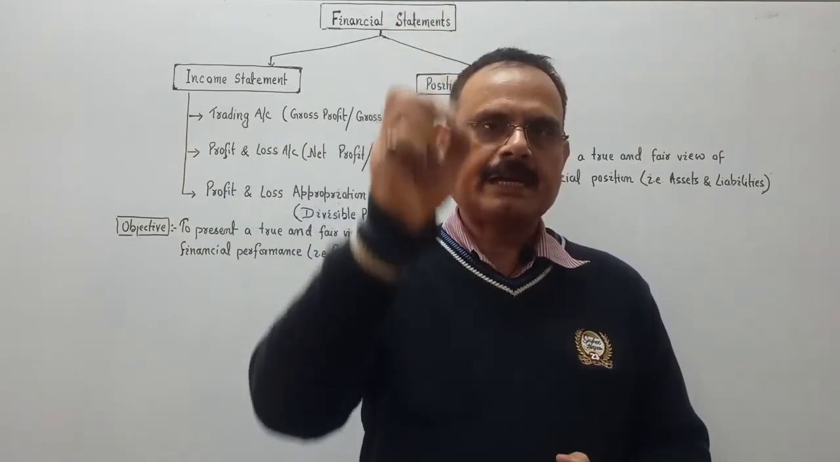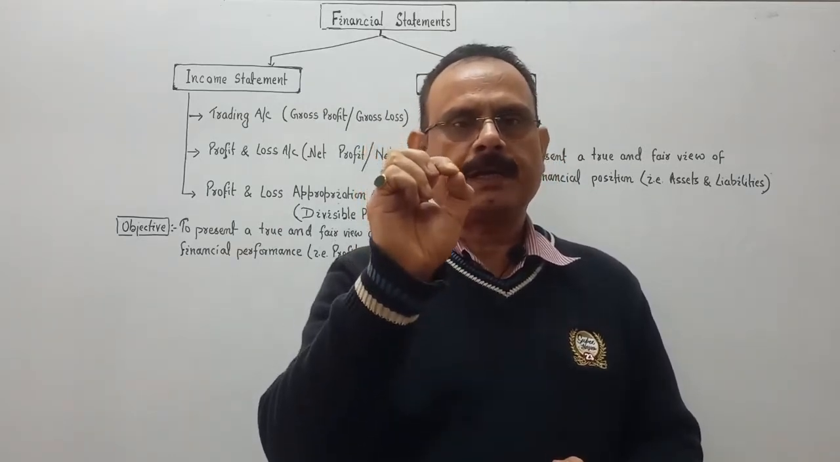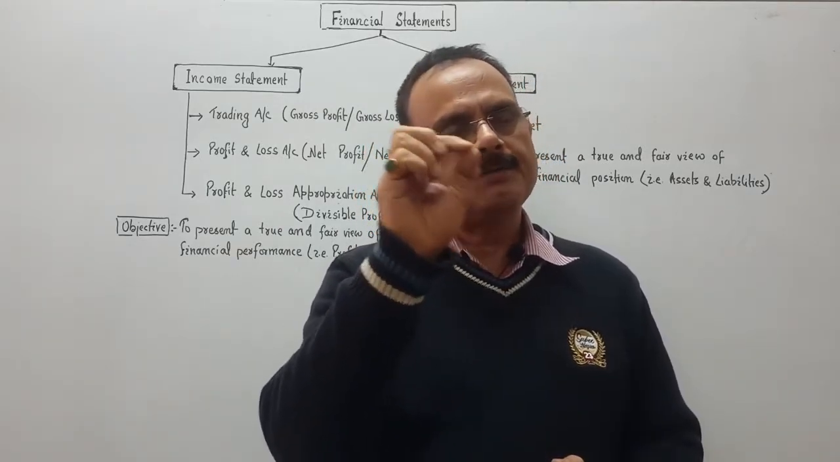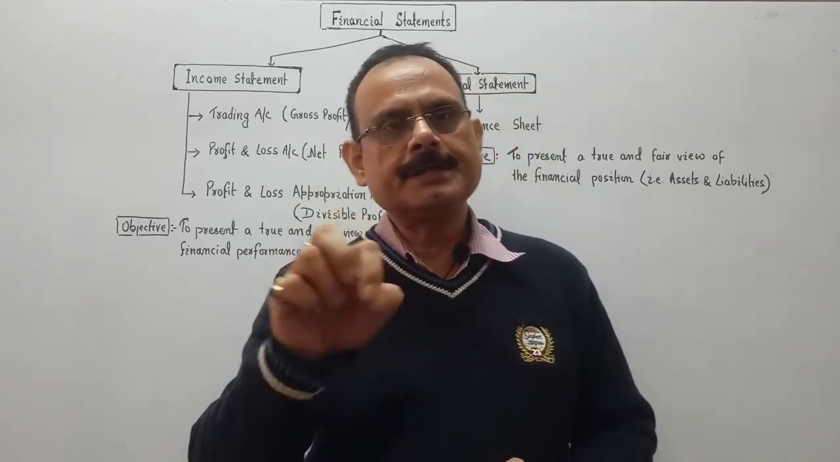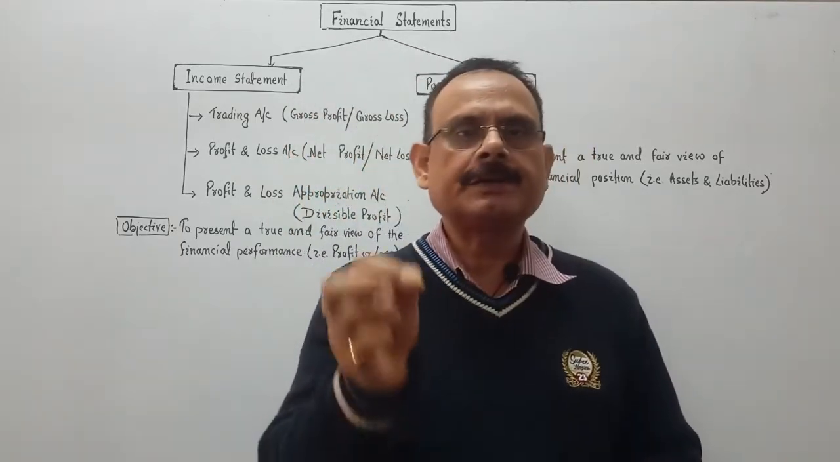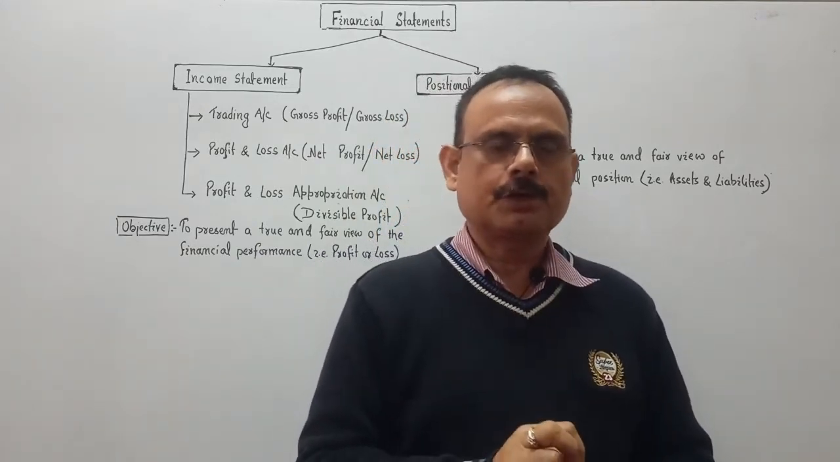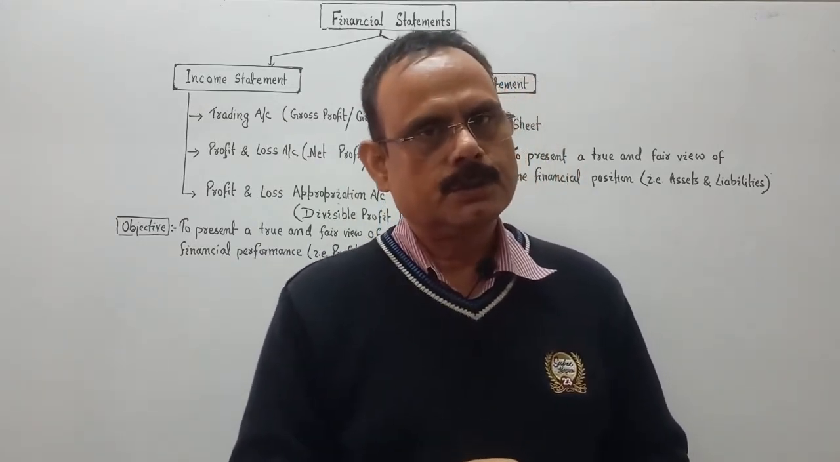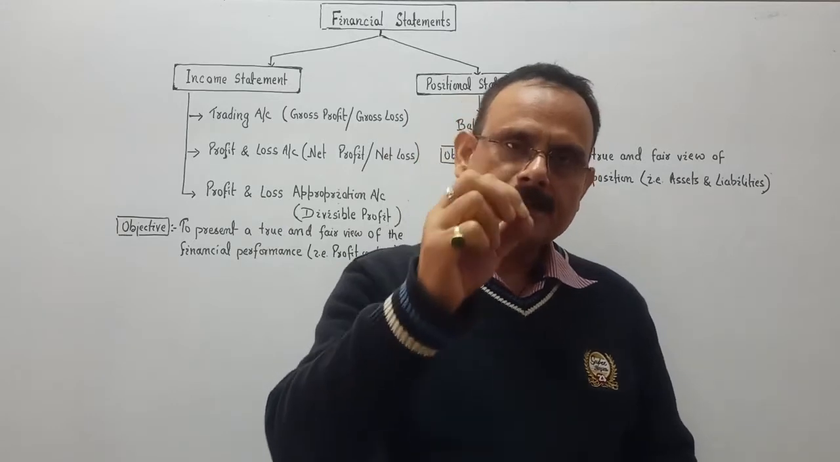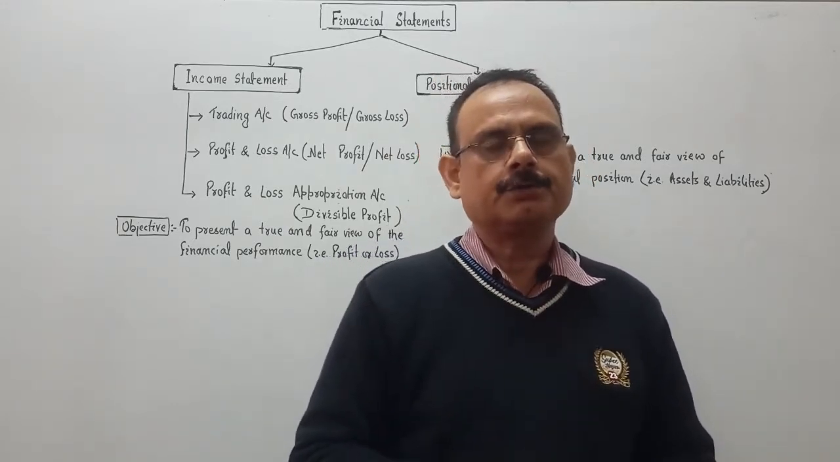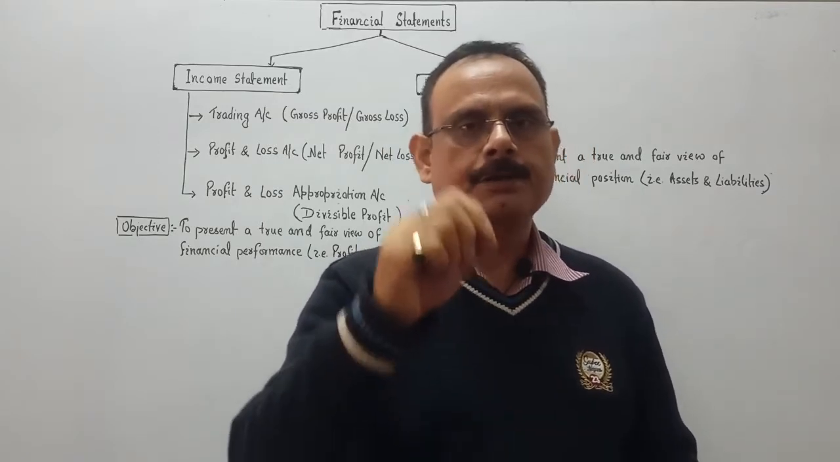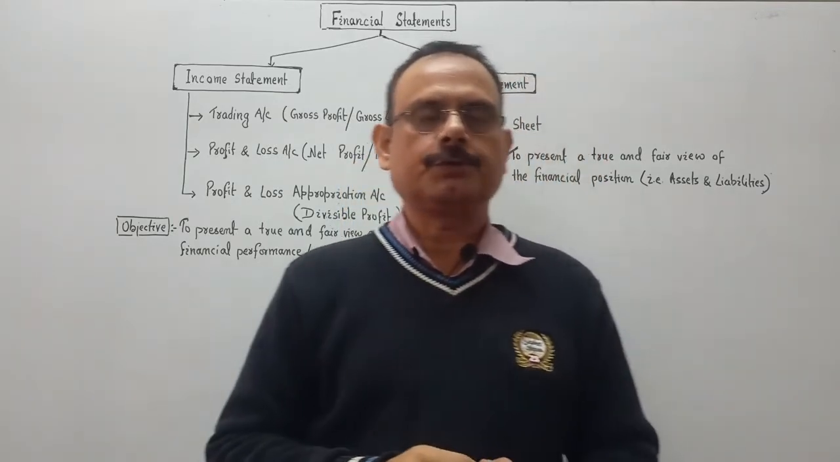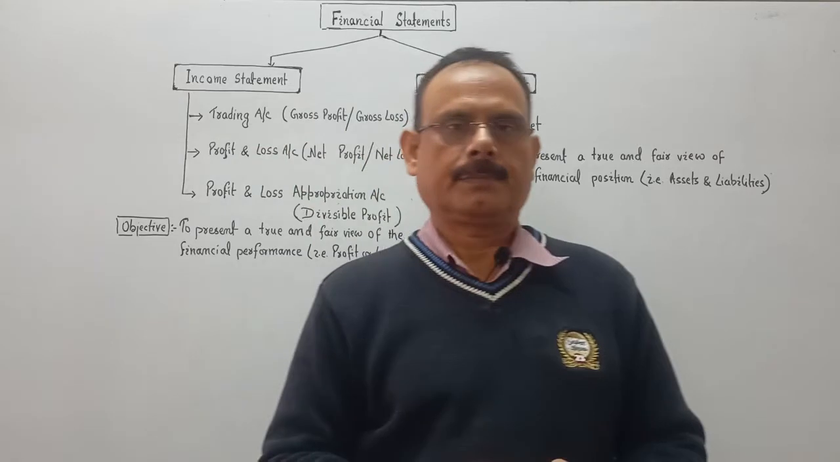So in the income statement we may prepare the manufacturing account if it is a manufacturing concern, and if it is a trading concern, then we prepare the trading account to know the gross profit or gross loss. Thereafter we prepare the profit and loss account to know the net profit or net loss. Thereafter we prepare the profit and loss appropriation account to know the divisible profit.